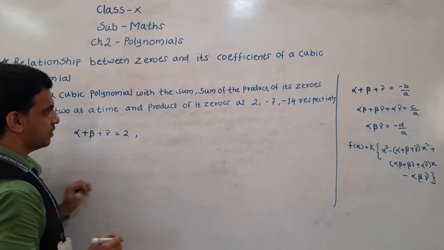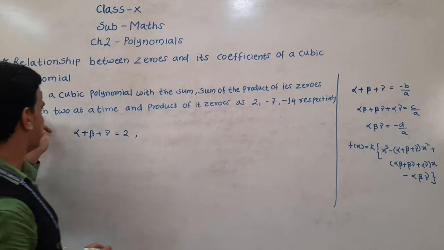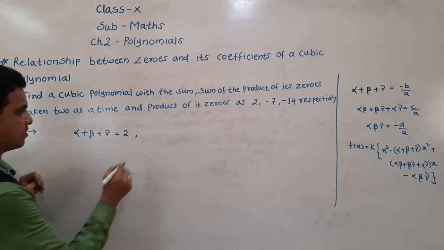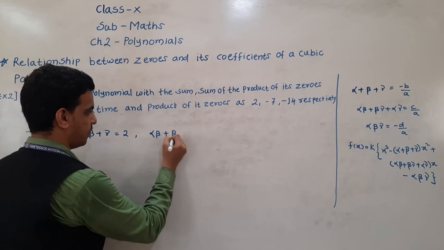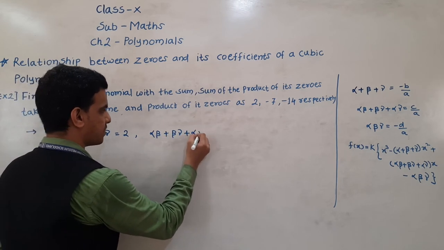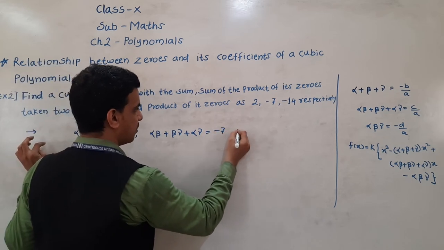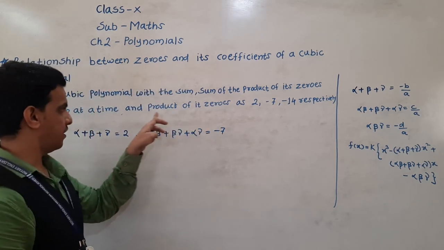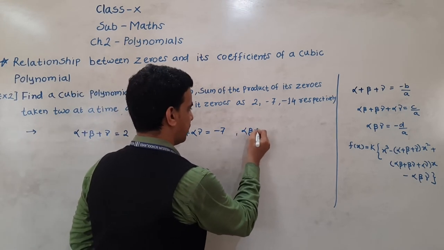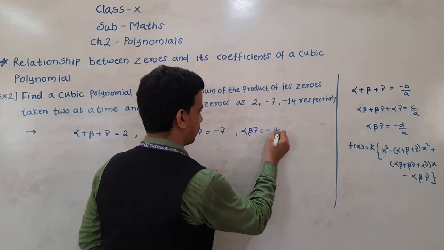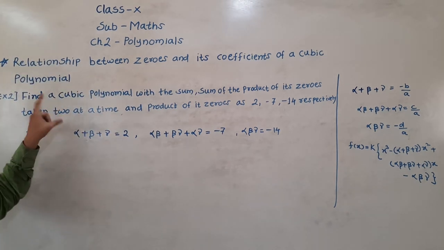Then the sum of the product of its zeros taken 2 at a time means alpha beta plus beta gamma plus alpha gamma is equal to minus 7. And the product of its zeros means alpha beta gamma, that is minus 14. And we have to form a cubic polynomial.